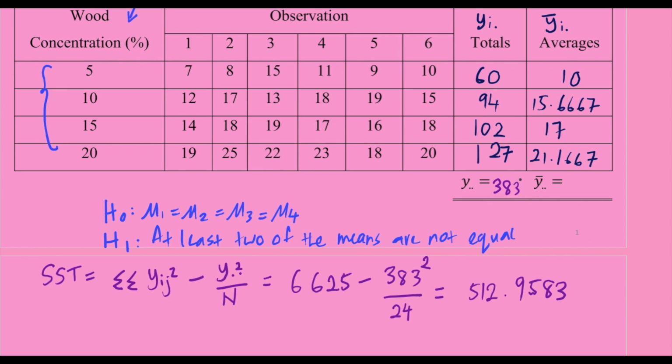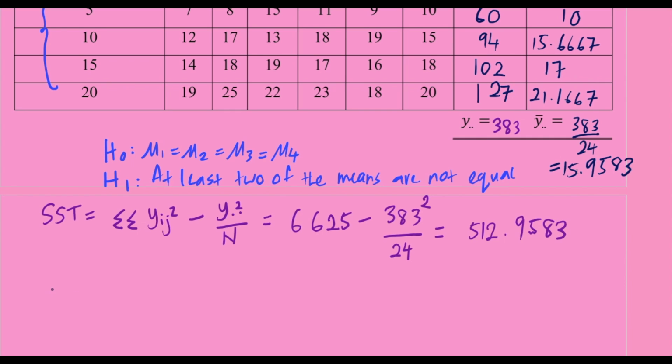How do you get y bar dot dot? You take y dot dot divided by the number of data points, which is 383 divided by 24. And this gives us 15.9583. On to the next step, which is the sum of squares of the treatment. So SSA, the formula is the summation of y bar i dot square multiplied by 1 over n minus y dot dot square divided by n. So n would be 6.